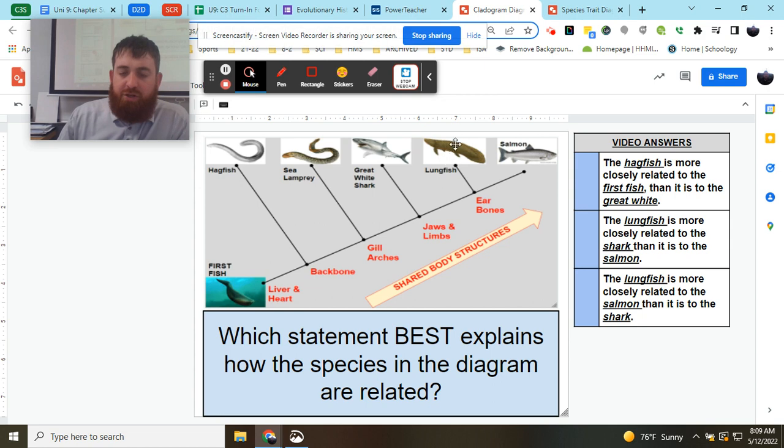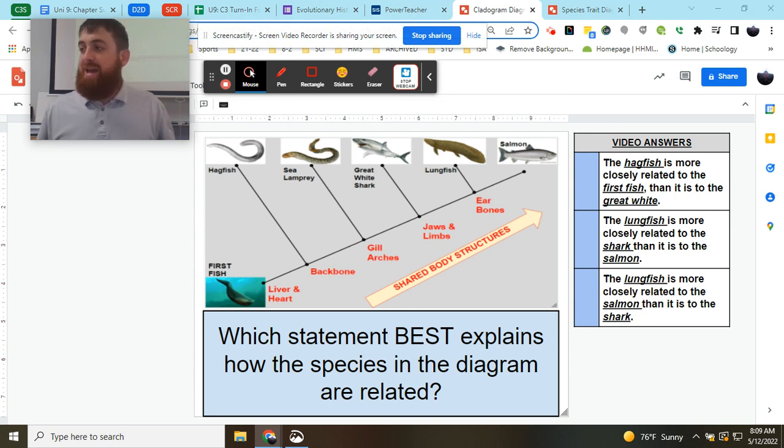Option two, the lungfish here, second to last, is more closely related to the shark than it is to the salmon. Option number three, the lungfish here is more closely related to the salmon than it is to the shark. So looking at our diagram, looking at the structures, thinking about common ancestry, go ahead and select your answer and unpause the video to go over your answer.